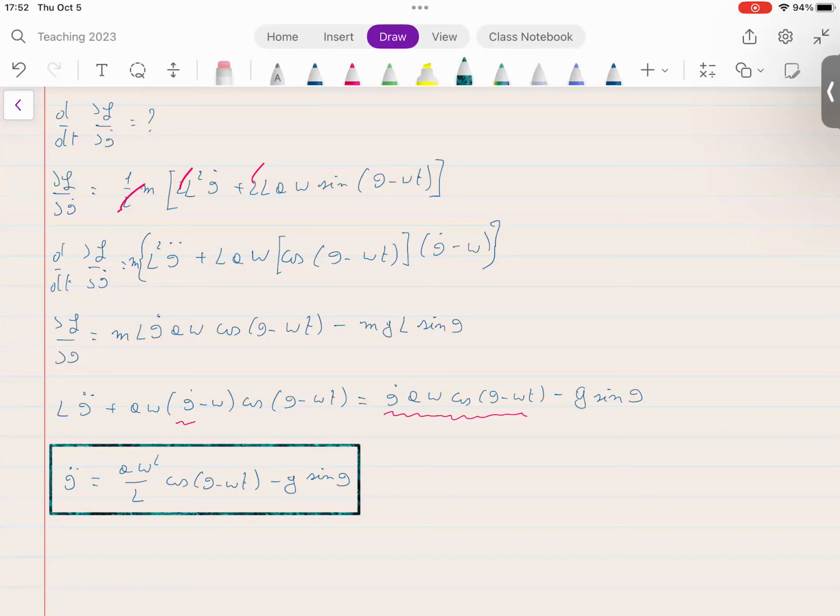Okay, so that is all. Oops. Was checking my result. There was something that looked funny. It's g over L. Notice that if I set omega equal to 0, I just get the regular pendulum, which is what I should expect.